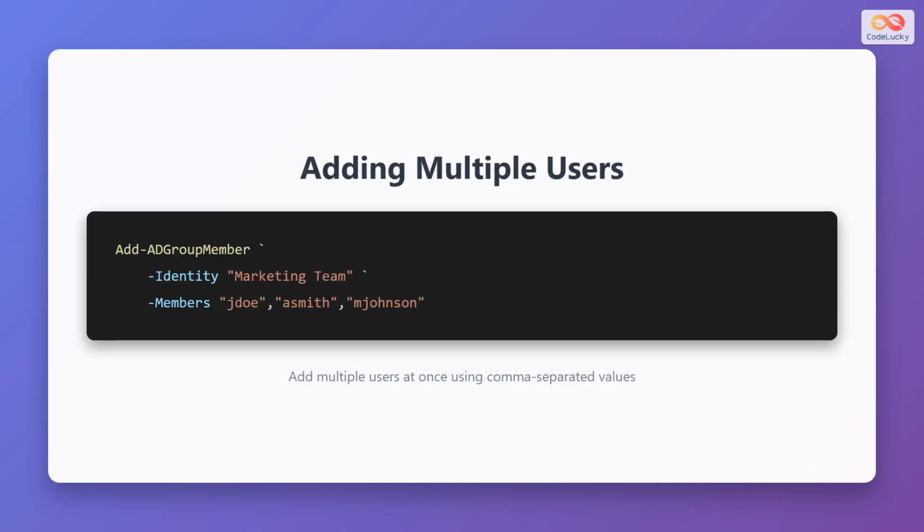One of the powerful features of Add-ADGroupMember is the ability to add multiple users at once. In this example, we're adding 3 users to the marketing team group, J.Doe, A.Smith, and M.Johnson. The usernames are separated by commas in the members parameter. This is incredibly efficient when you need to onboard multiple users to the same group simultaneously. Instead of running the command 3 separate times, you execute it once with all the usernames. This batch operation saves time and ensures consistency across all additions.